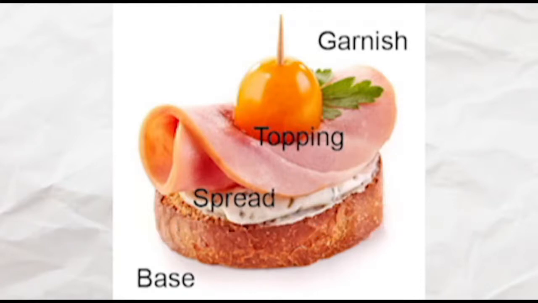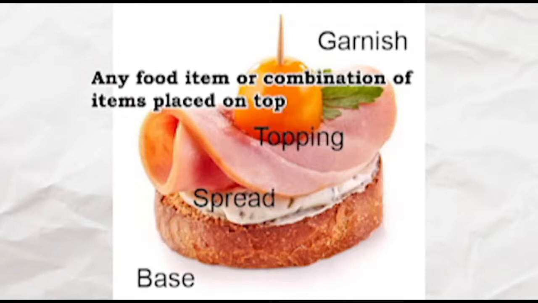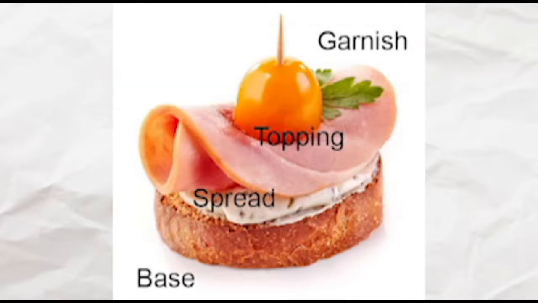And the third part is garnish. Any food item or combination of items placed on top of the spread, which usually gives color, design, texture, or flavor accent to the canapé.